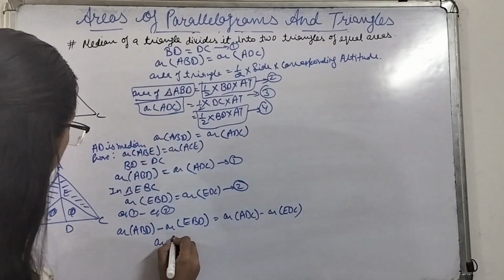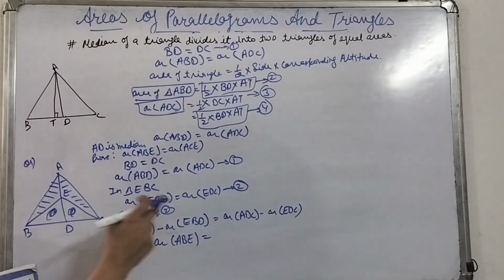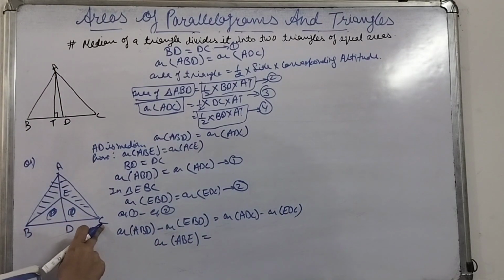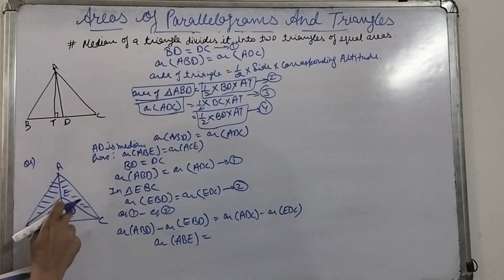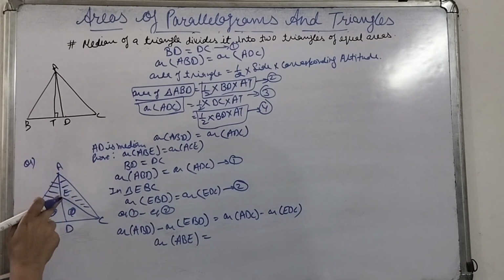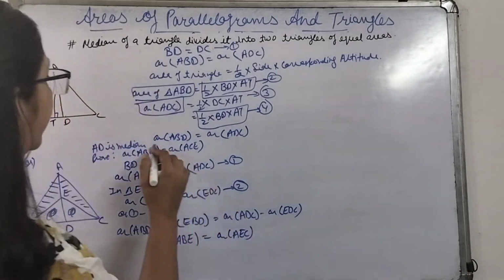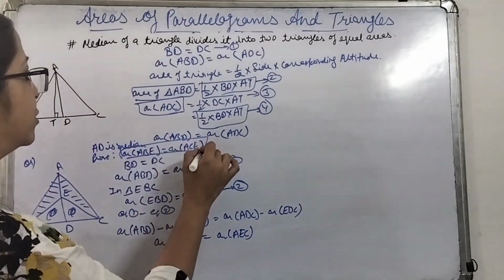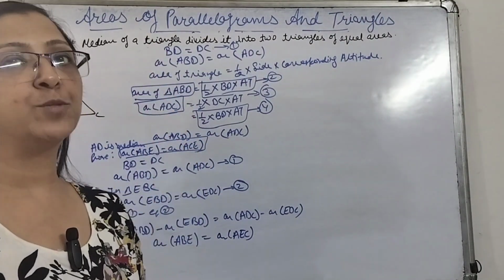So it will be area ABE, and from the area ADC, if we subtract area of EDC, this area, we will get area AEC. So it is equivalent to area AEC, and this was to be proved. So this is how we can prove it using this theorem, this property.